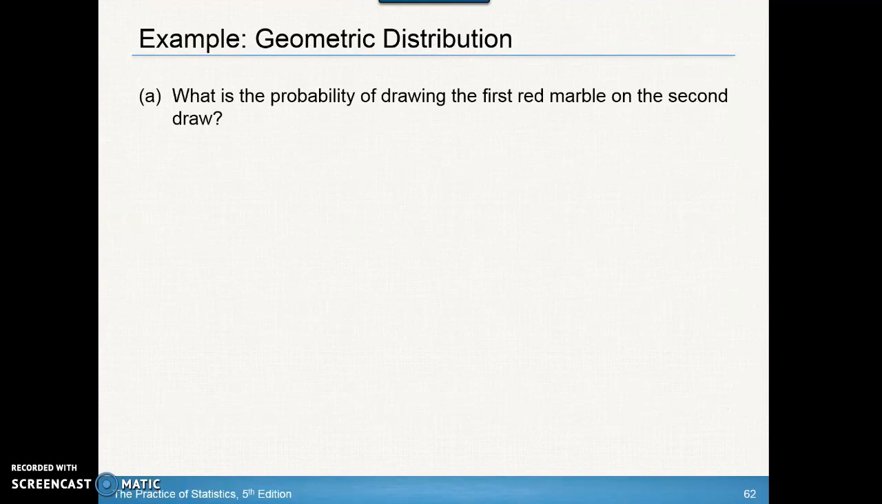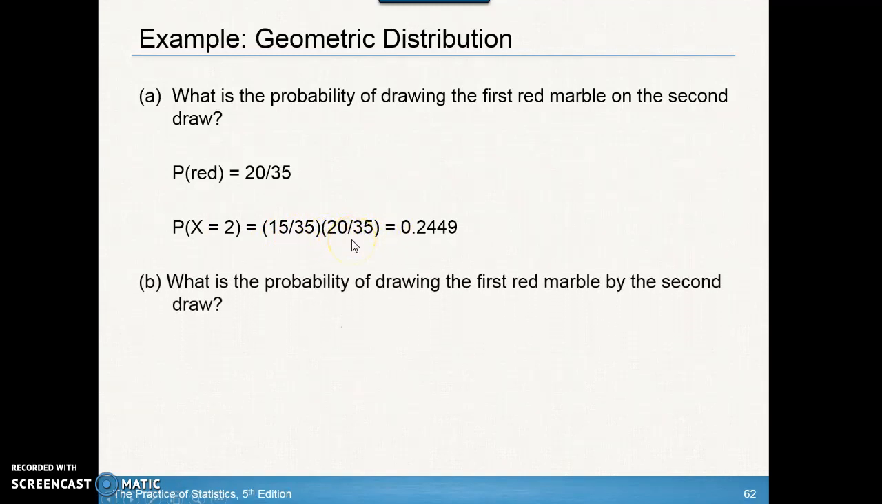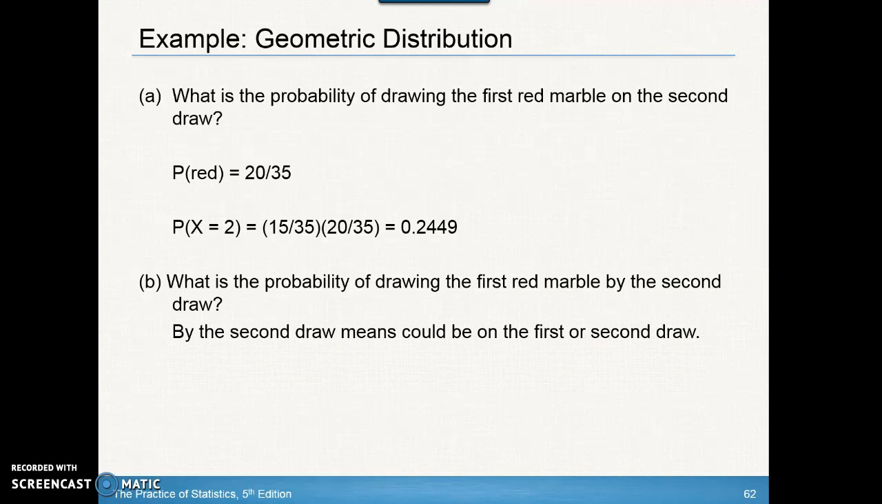Okay, so what's the probability of drawing the first red marble on the second draw? Okay, so red, we know that the probability of red is 20 out of 35, so x equals 2. So this is like saying the first one is a failure, 15 out of 35, and then the second one is a success. Okay, probability of drawing the first red marble by the second draw. Okay, so this one, look at the wording to this. This is a little bit tricky.